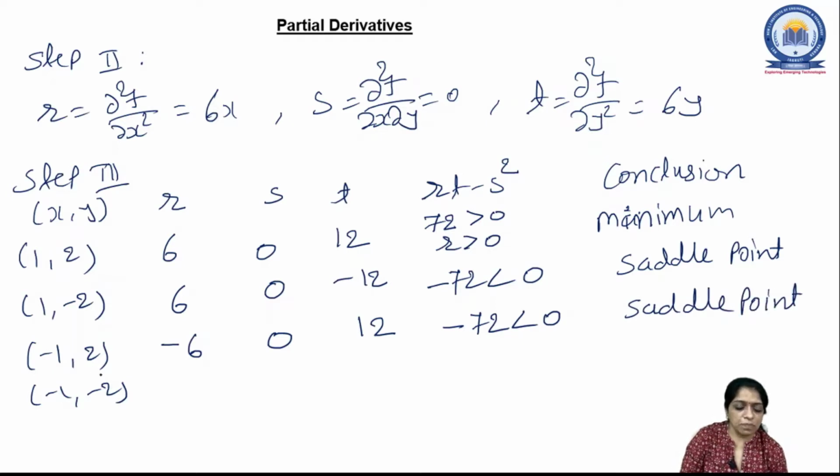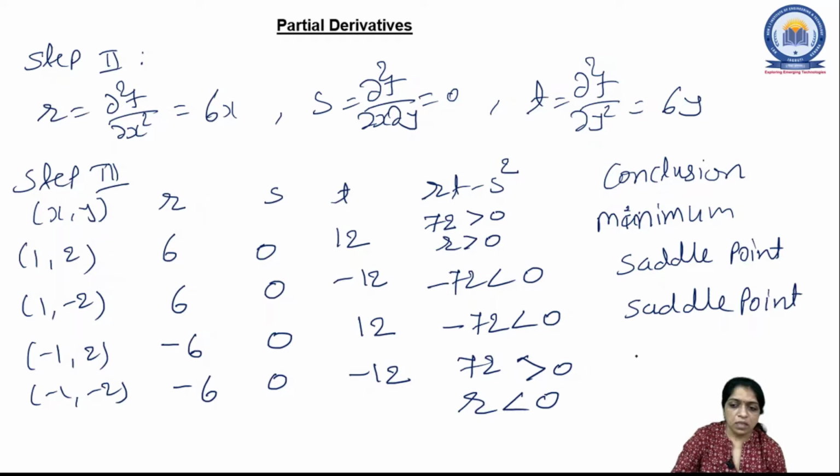And for the last point, (-1, -2), the value of r is minus 6, s is 0 and t is minus 12. So again we get positive 72, which is greater than 0. So rt minus s square is greater than 0, but here r is less than 0, which is minus 6. So the given point is a maximum.